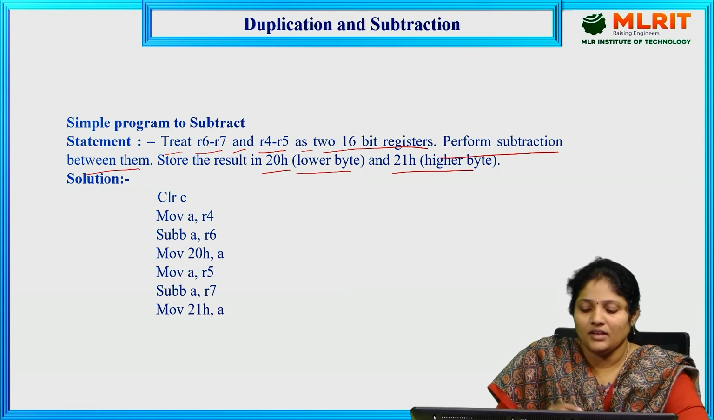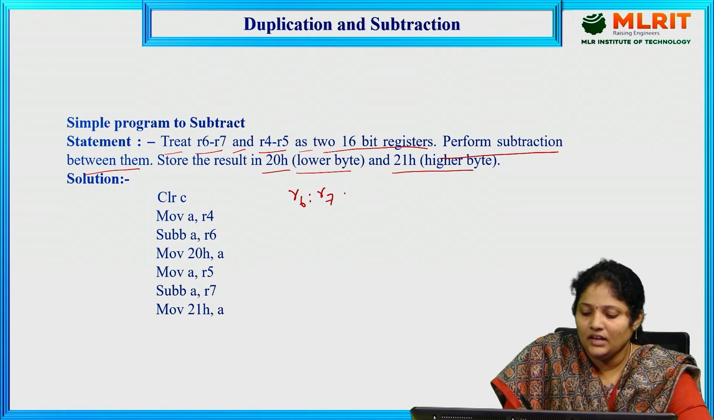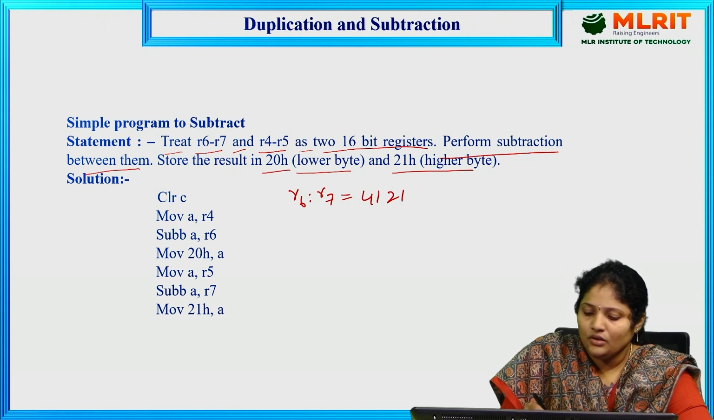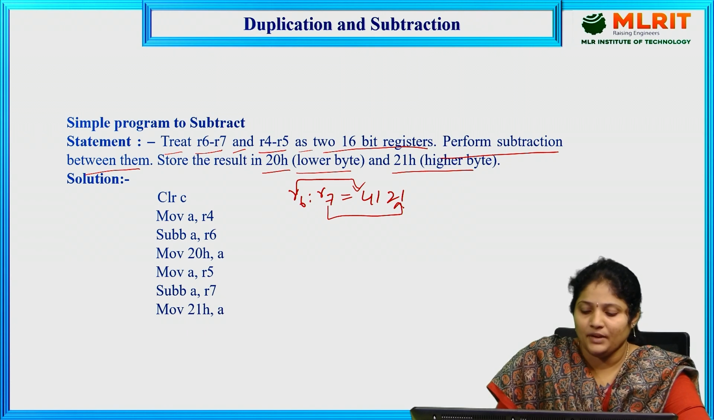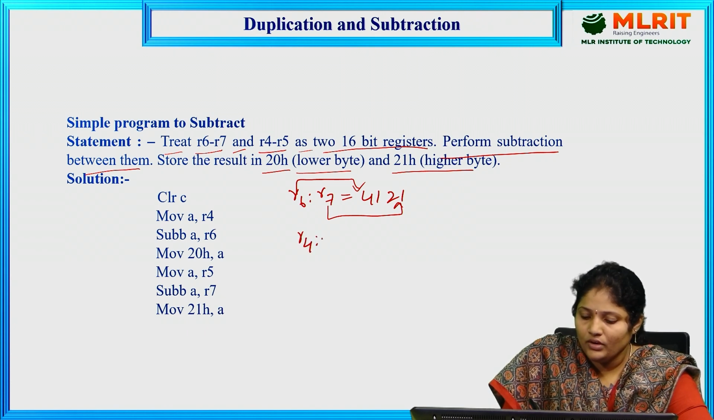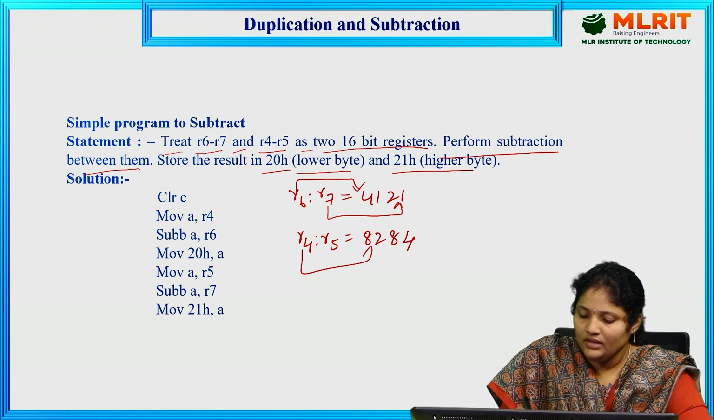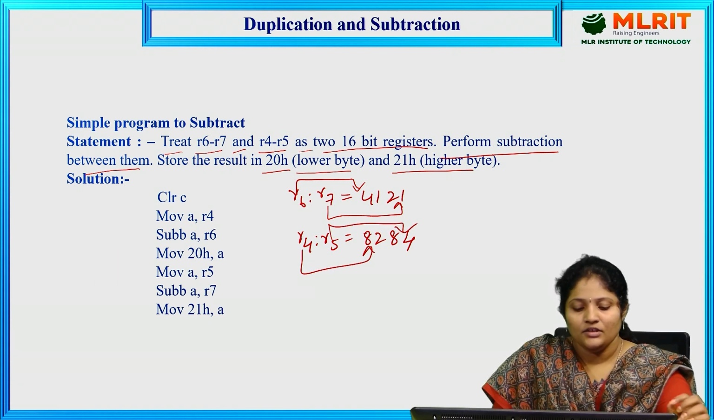So let us consider that R6 in combination with R7 is a 16-bit data. So just holding as 41. Just consider it. Right? So R6 is holding the highest byte and R7 is holding the lowest byte. So we have the combination of R4 and R5 also. So the R4, consider it as 82, 84. So R4 is holding the highest byte and R5 is holding the lowest byte. Right? So now we need to perform.